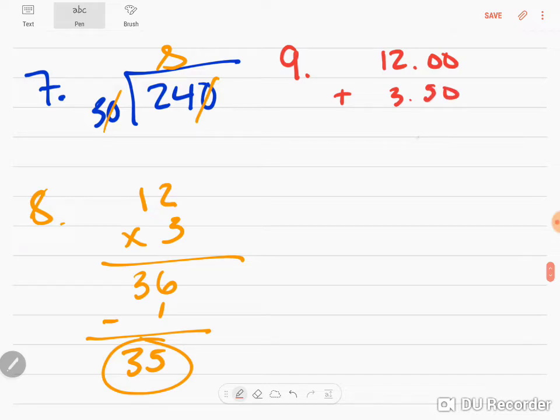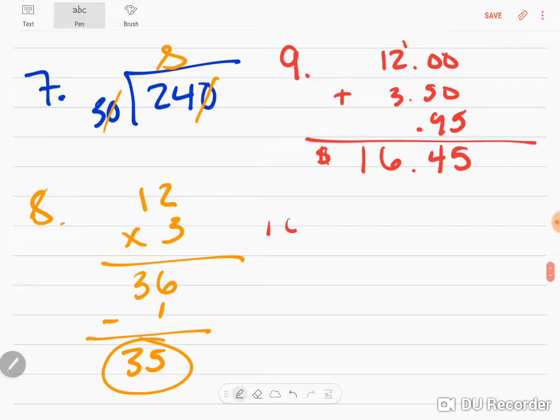$3.50 plus 95 cents. 0 plus 0 plus 5 is 5. 0 plus 5 is 5 plus 9 is 14. I'm going to carry the 1. 2 plus 3 is 5 plus 1 is 6. And then I'm going to bring down that 1 because it has nothing. So it says 1 plus 0 is 1. Your answer is $16.45. Number 10.